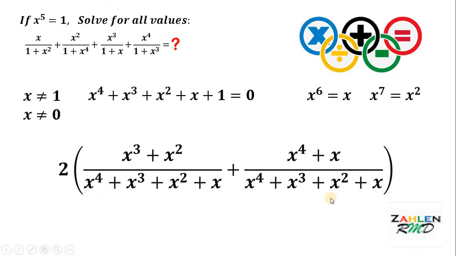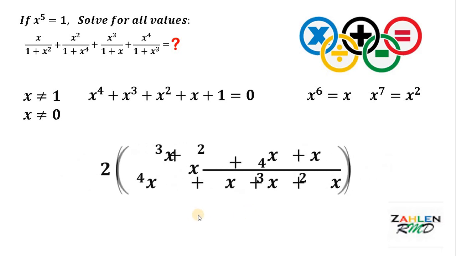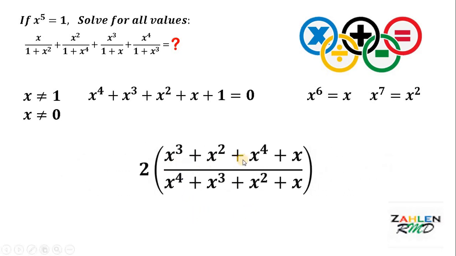Now, since we have similar fractions, we can now add the numerators and copy the denominator. If we do that, we get x cubed plus x squared plus x to the fourth plus x. Now, let's arrange the exponents of the numerator such that the exponent of the variable x is in decreasing order. Therefore, we have x to the fourth plus x cubed plus x squared plus x. And this is the same thing as the denominator. Therefore, we can cancel all of them.